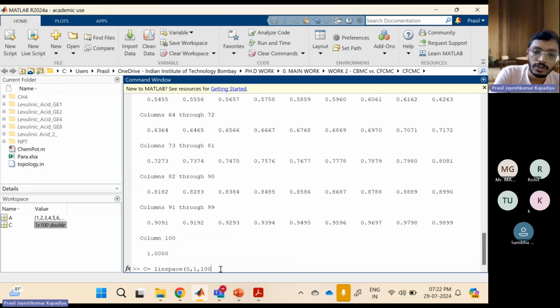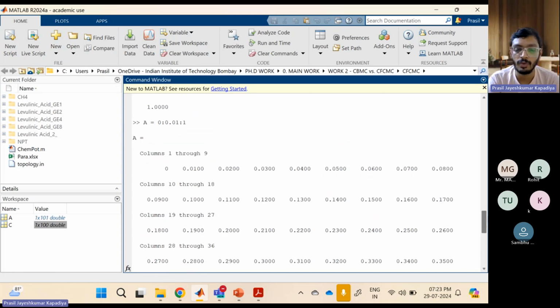h value. So for that, I will write 0 in interval of 0.01, 1. I will define it as a is equal to 0 in gap of 0.01 to 1. So see, all points are in interval of 0.01.